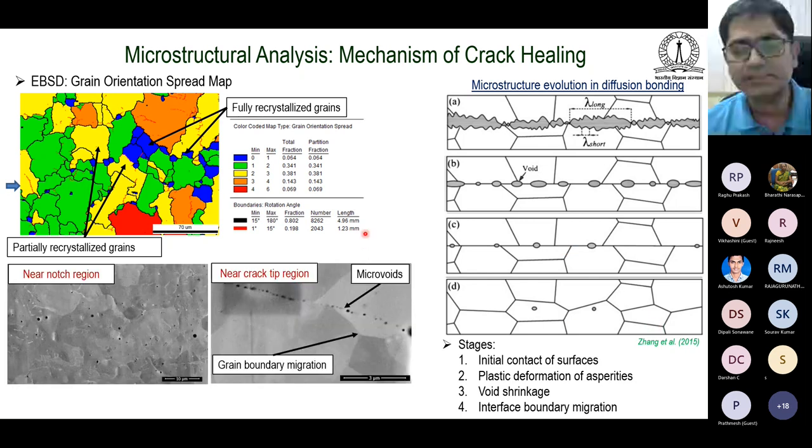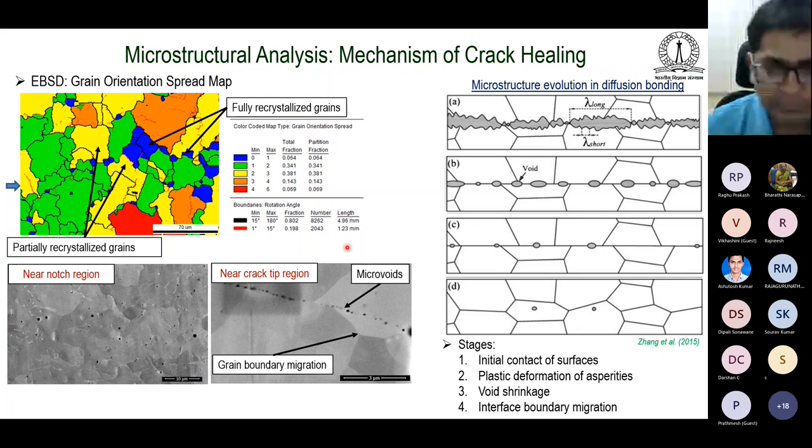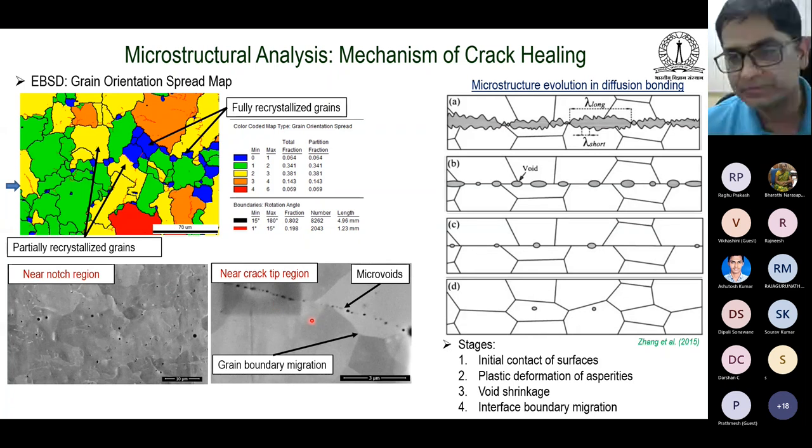When we look at this process on our sample, and by the way, this is a step where we didn't go for a large enough number of pulses to have the full bonding. We just did it for a few pulses where the bonding was not yet complete. What we see here are these micro voids, right? And we can also see that the grains have migrated, so these voids have now actually become a part of these grains, right?